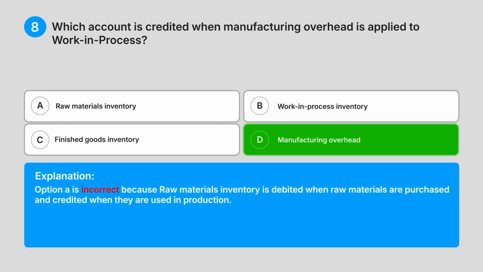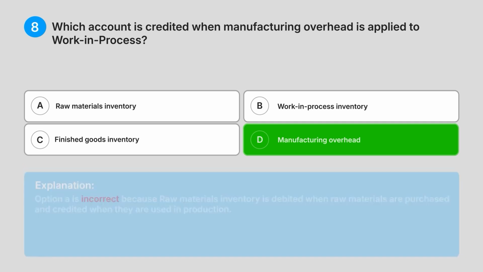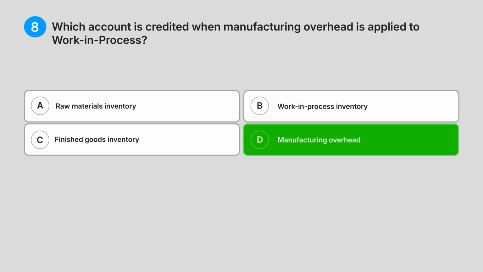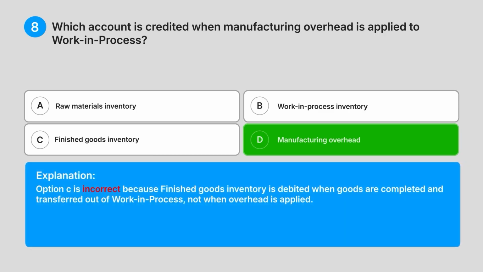Option A is incorrect because raw materials inventory is debited when raw materials are purchased and credited when they are used in production. Option B is incorrect because work in process inventory is debited when manufacturing overhead is applied, not credited. Option C is incorrect because finished goods inventory is debited when goods are completed and transferred out of work in process, not when overhead is applied.